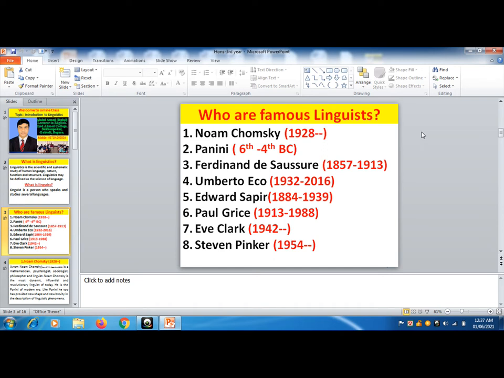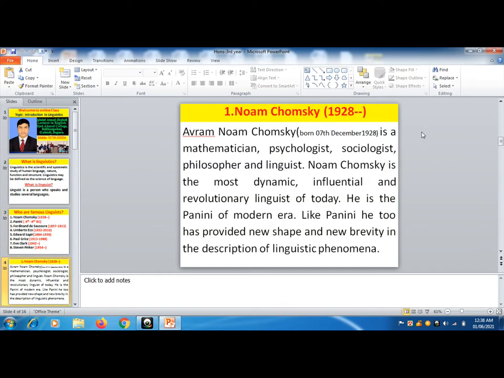Now, I would like to inform you who are the famous linguists in the whole world. Firstly, Noam Chomsky, second, Panini, third, Ferdinand de Saussure, four, Umberto Eco, five, Edward Sapir, six, Paul Grice, seven, Eve Clark, eight, Steven Pinker. Dear students, these are all famous linguists.